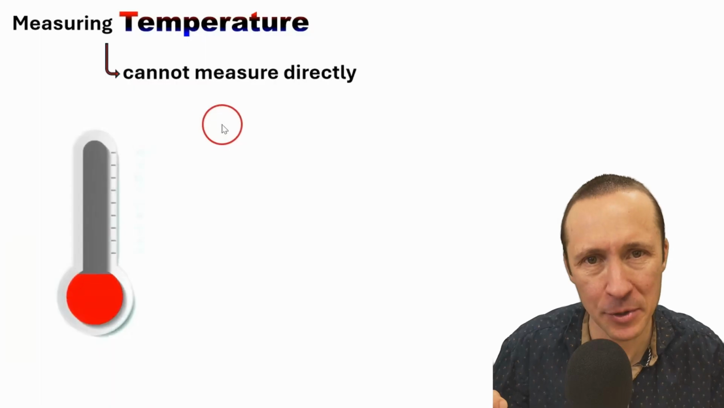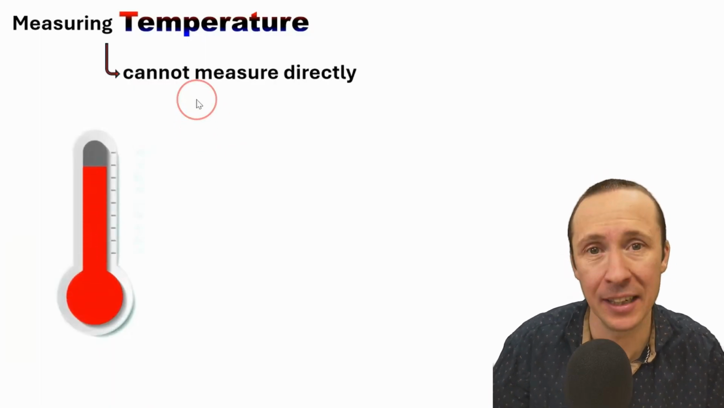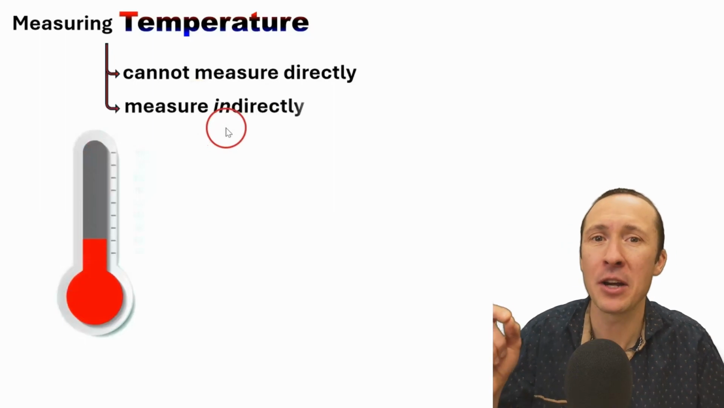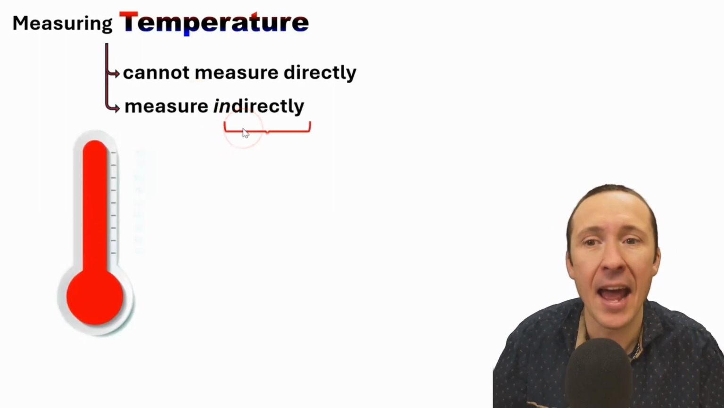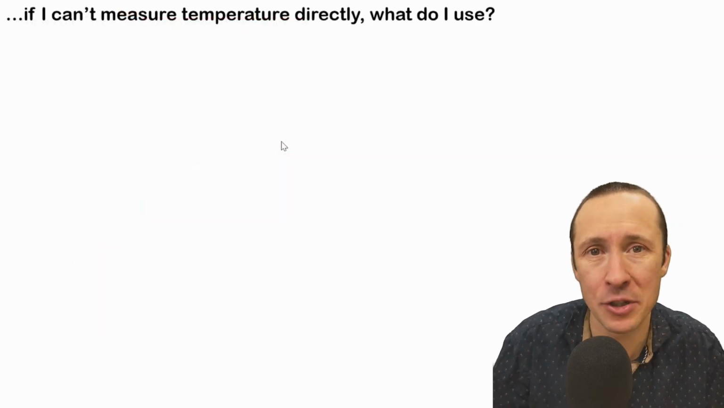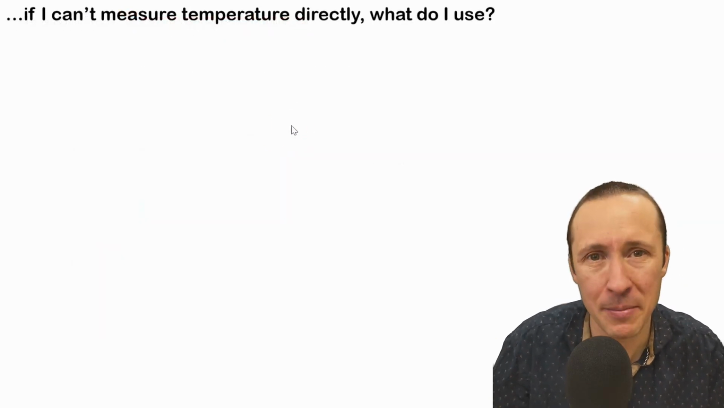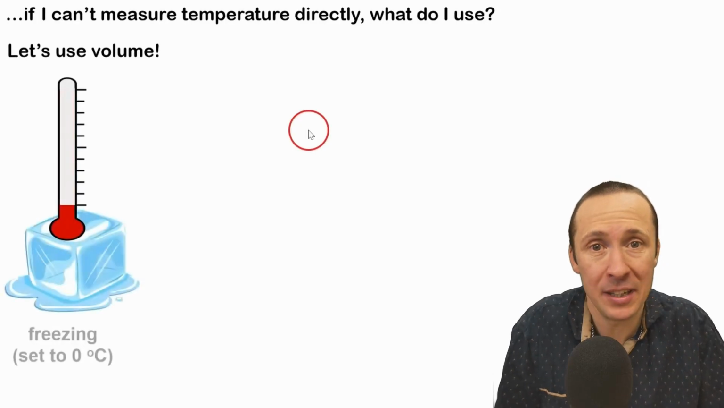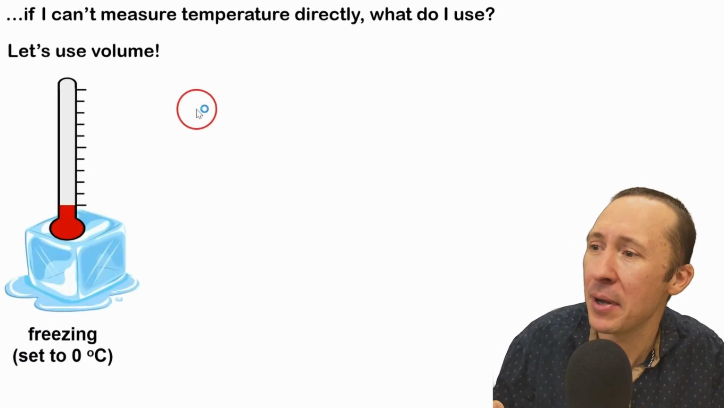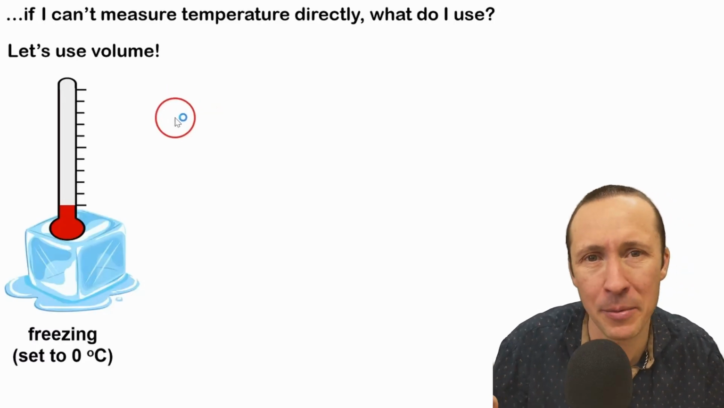How do we measure temperature? We can't just measure it directly, like we can measure length with a ruler. We have to measure something else, and then we relate it to temperature. To set up a temperature scale, what do we use to measure? Well, volume is really easy to measure. That was used back in the day. Many other things are used now, but we'll create our thermometer using volume.